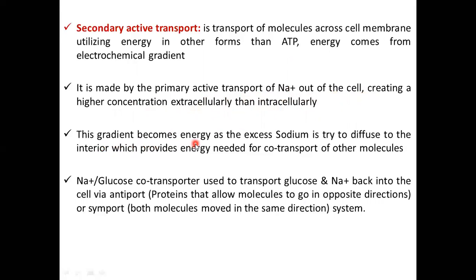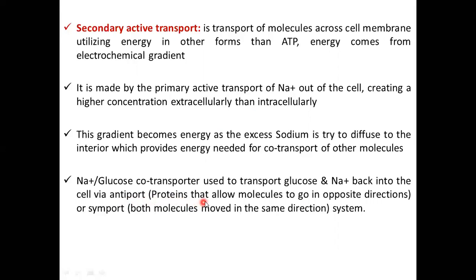This gradient becomes energy as the excess sodium tries to diffuse to the interior of the cell, which provides the energy needed for the co-transport of other molecules. So we know that sodium is higher outside, so it will come inside of the cell. When this excess sodium comes inside of the cell, it provides energy for other molecules to be transported with sodium. The example is the sodium-glucose co-transporter, used to transport glucose and sodium back into the cell via symport.